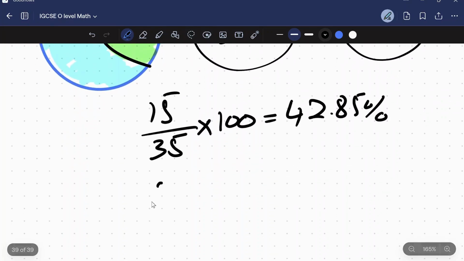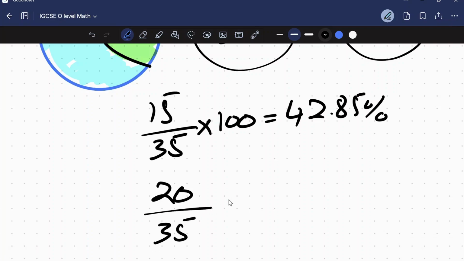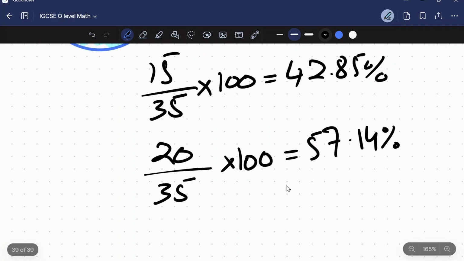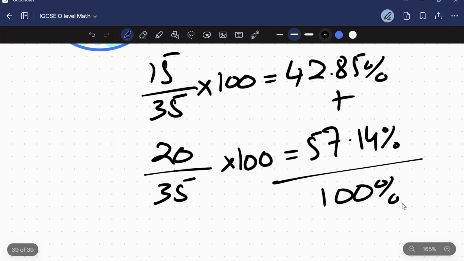Similarly, for the male students the fraction is 20 over 35, times 100. 20 divided by 35 times 100 is 57.14%. Now, the interesting thing is when you add both of these percentages, 42.85 plus 57.14, it equals 100%. Why? Because the female students and male students make up 100% of the class.